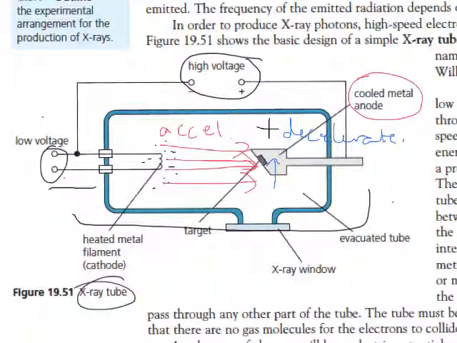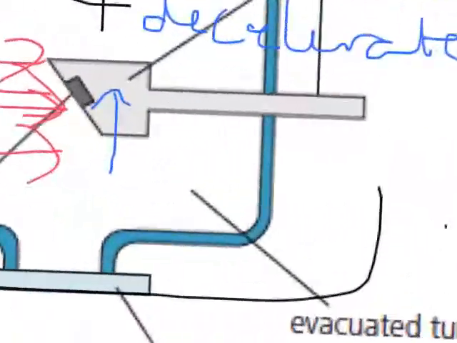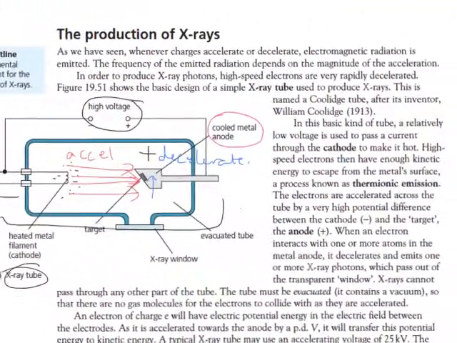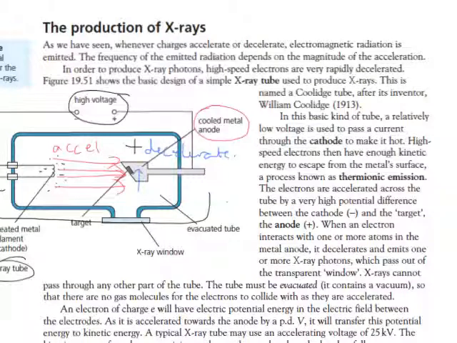Now, what has that got to do with X-rays and generating X-rays? Well, it's to do with this fact here. Okay. Whenever charges accelerate or decelerate, electromagnetic radiation is emitted. So when the electrons go from really, really fast to much slower here, that drop in velocity emits a photon of energy through here, the X-ray window.